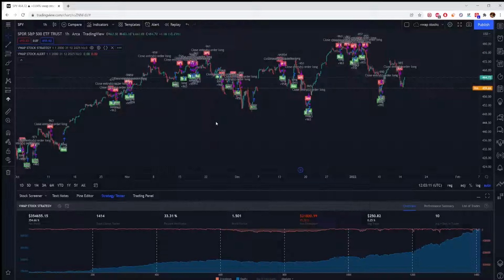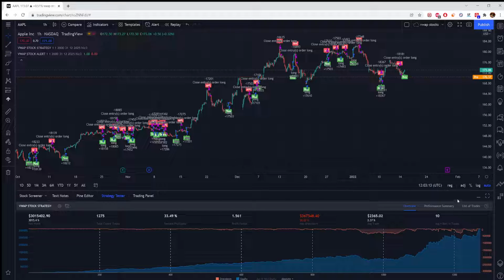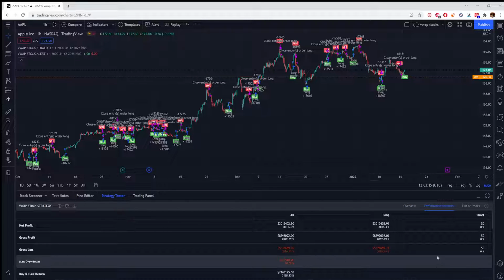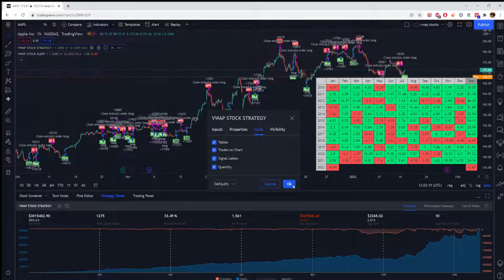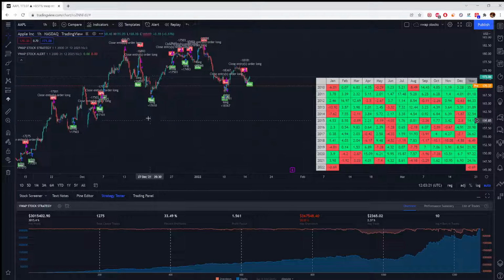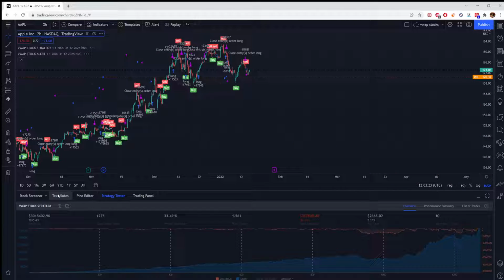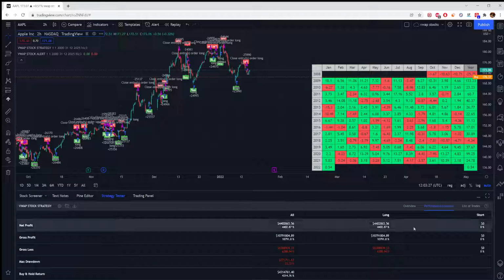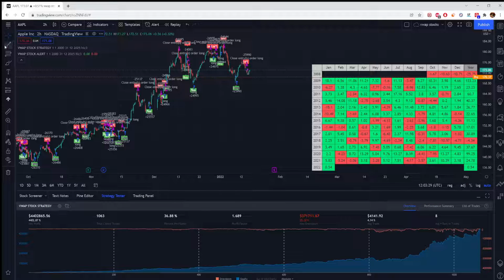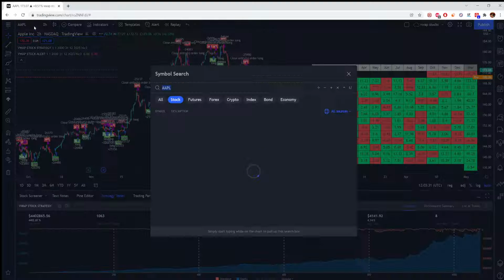Let's take a look, for example, at Apple. We can see in Apple we beat it by 50% over a period of 10 years. If we would use, for example, 2 hours, we can see it grows a little bit. However, we are close to the buy and hold in this case. Let's take a look at another stock.